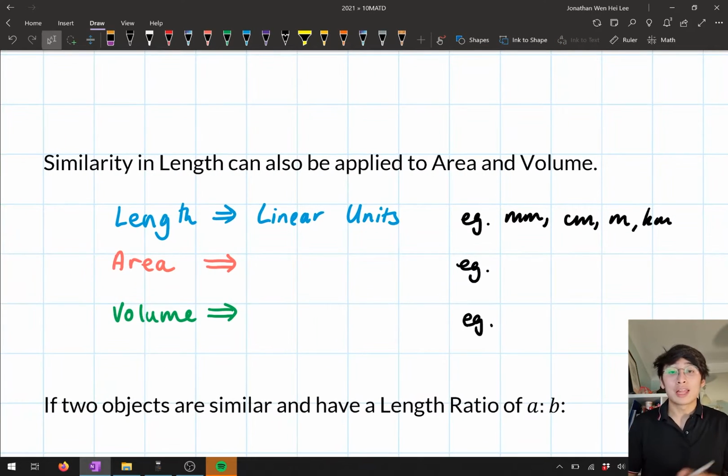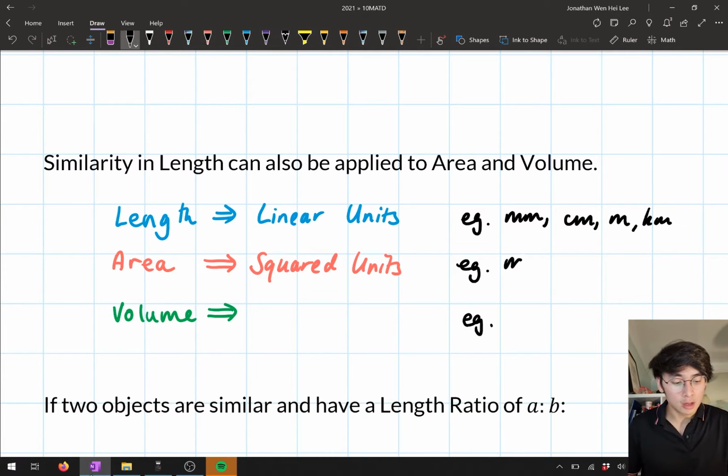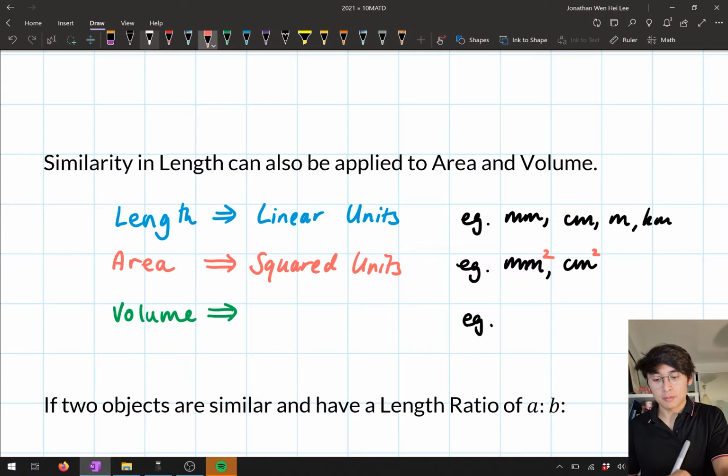And so here we measured lengths in linear units. For area, if you remember, area was when we had to square all of our units. And so this is squared units. For example, we measured things in millimeters squared, centimeters squared, meters squared, and kilometers squared. And so area was measured in squared units.